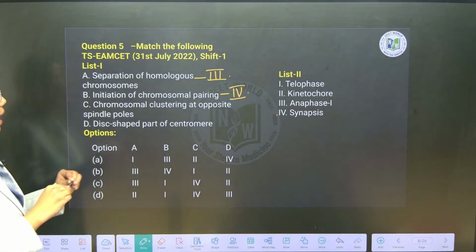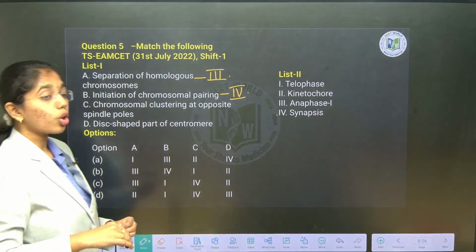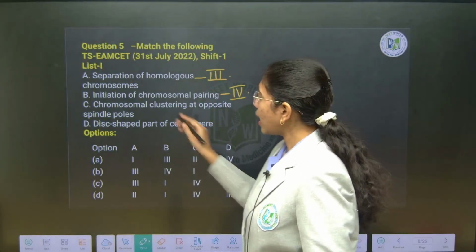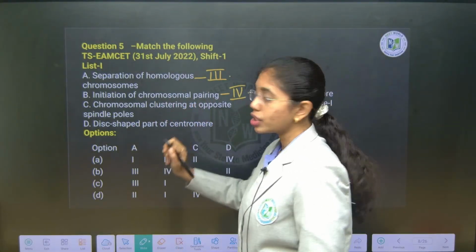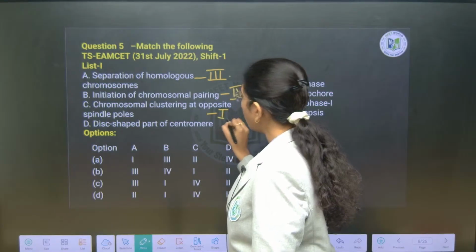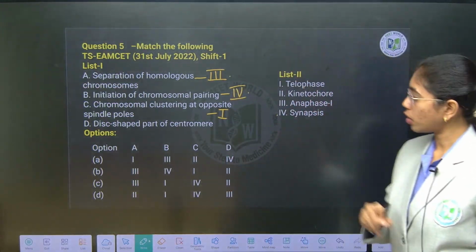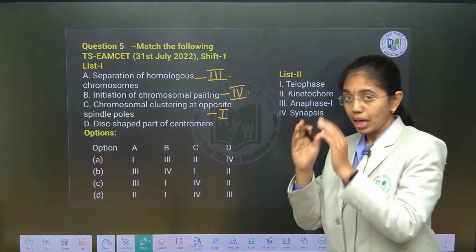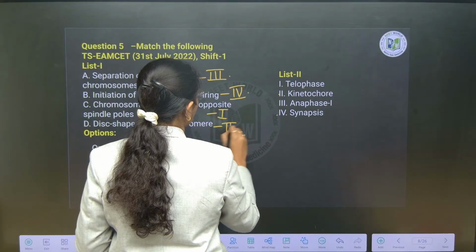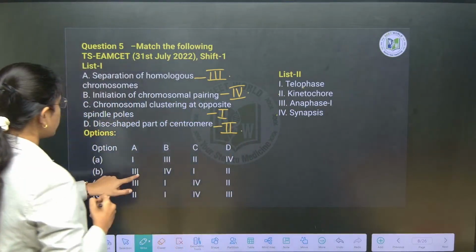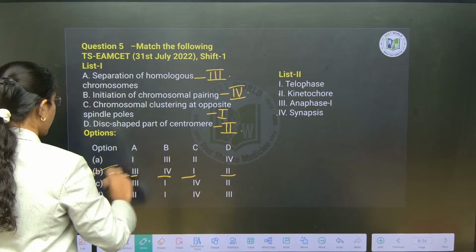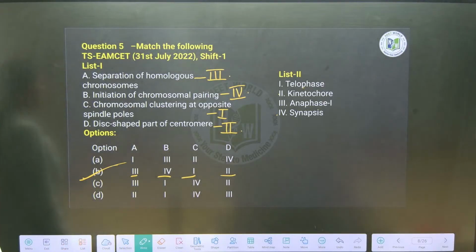Chromosomal clustering at opposite spindle poles means they are again decondensed to chromatin, which occurs in the last stage of karyokinesis, that is telophase, which is option 1. And then the disc shaped part on either side of the centromere is nothing but the kinetochores, which is option 2. Fine, right? So A is 3, B is 4, C is 1 and D is 2. So the right answer is option B. Clear till here? Any doubt anywhere?